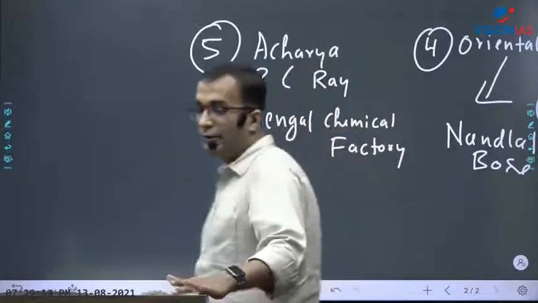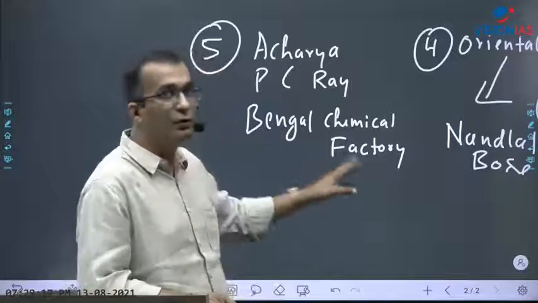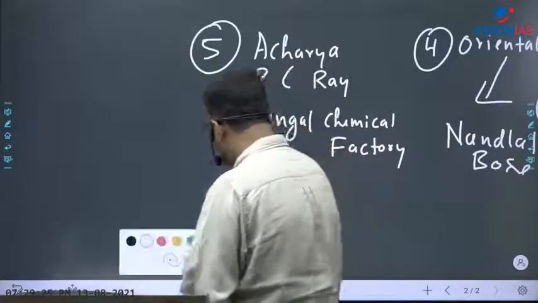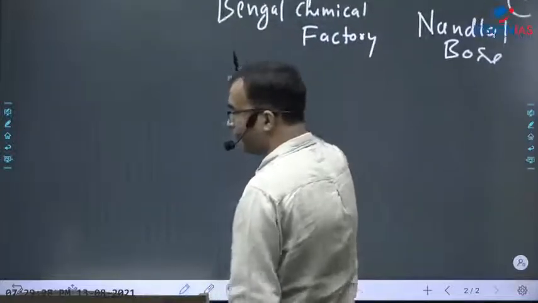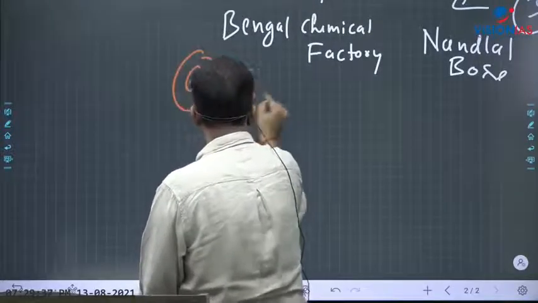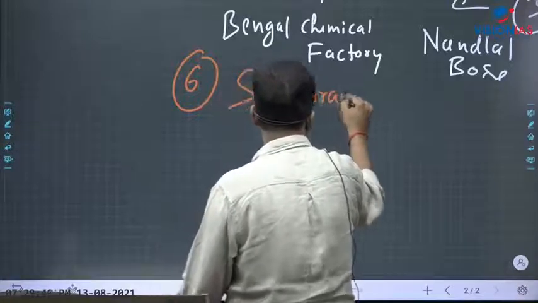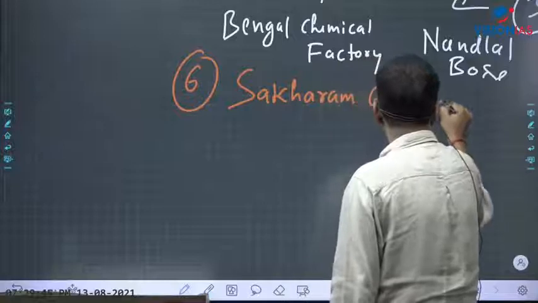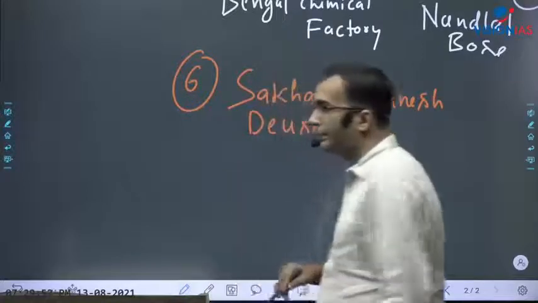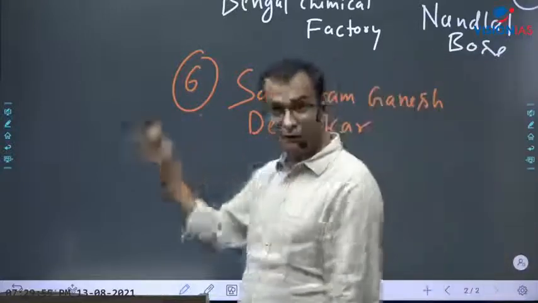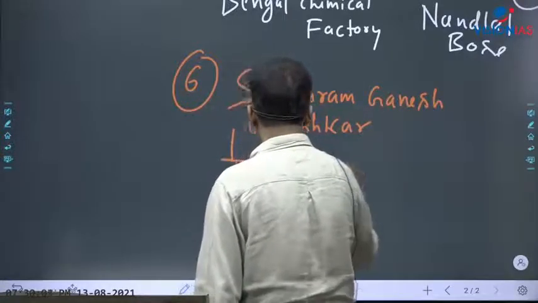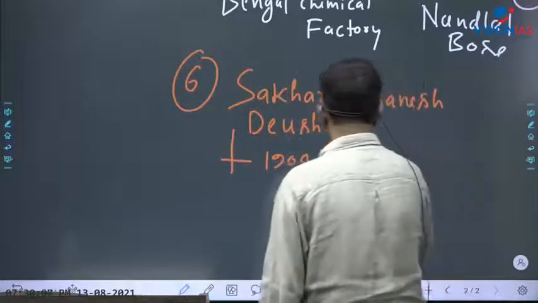Okay? Now after Bengal, there are two more episodes in Maharashtra. In Maharashtra, I just want to write the name of the person and what was his role at this point of time. So for Maharashtra, you can write 6. There was a person whose name was Sakharam Ganesh Deuskar. In 1904, before the partition and the Swadeshi movement, he wrote a booklet, and the name of the booklet was Deser Katha.